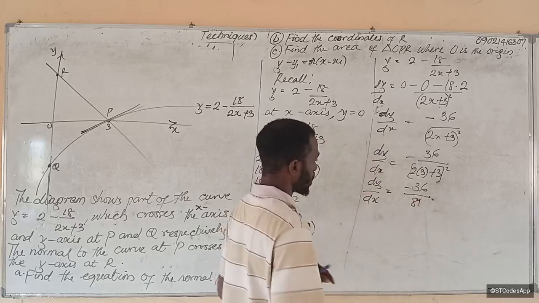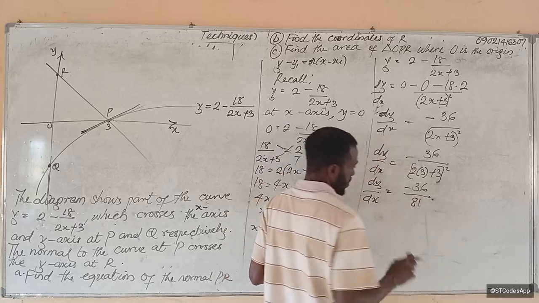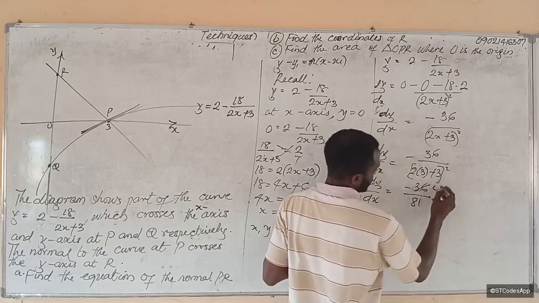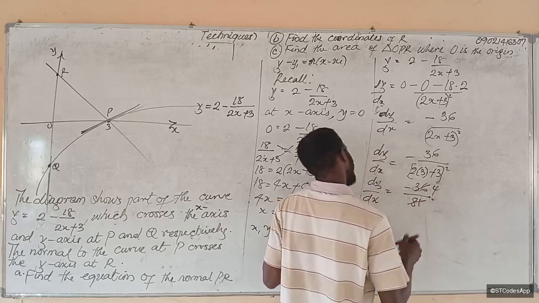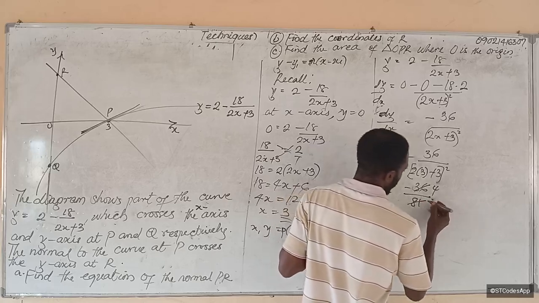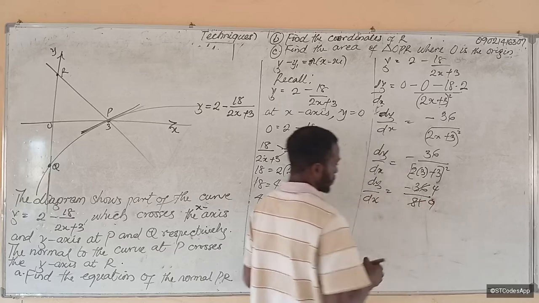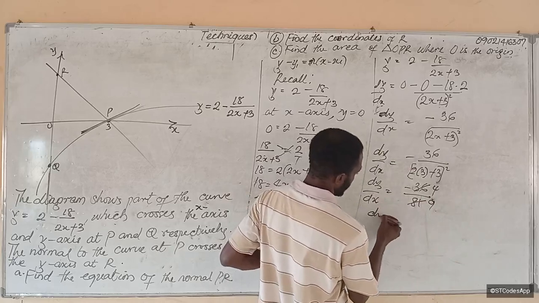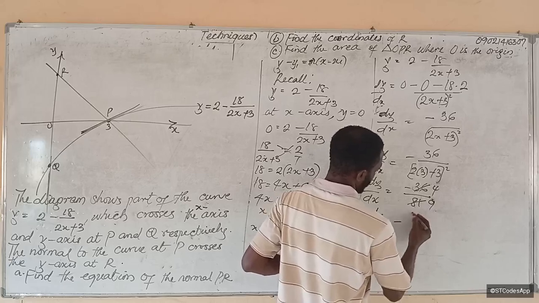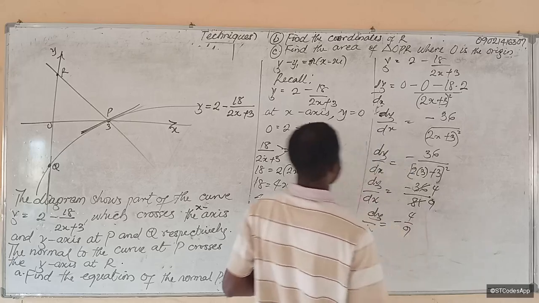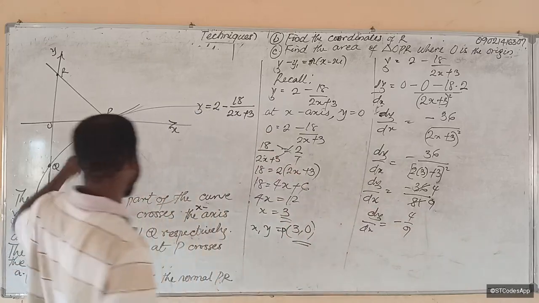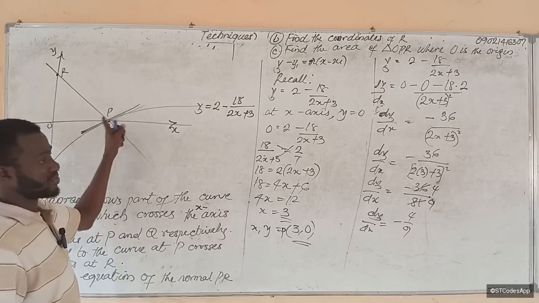So, with 81, you divide by 9. Here we have 4, here we have 81 over 9. Okay, so our dy/dx will now be equal to minus 4 over 9. So this is the gradient of the tangent at this point of the curve.